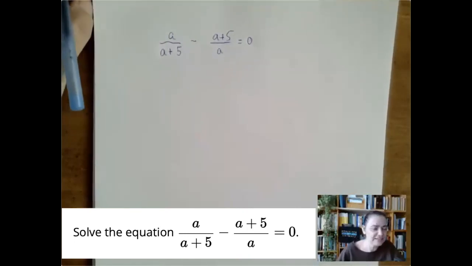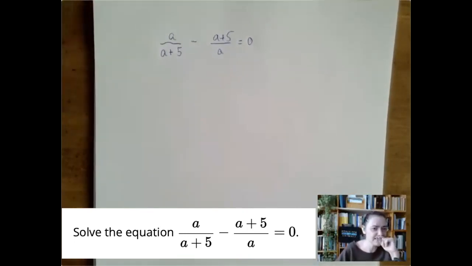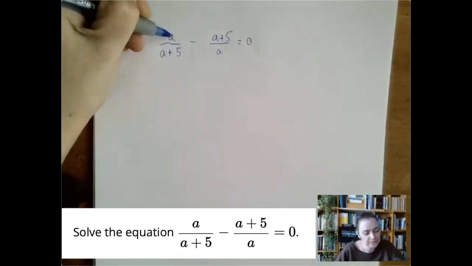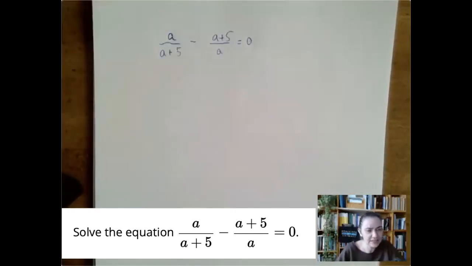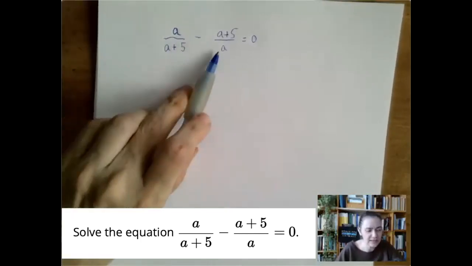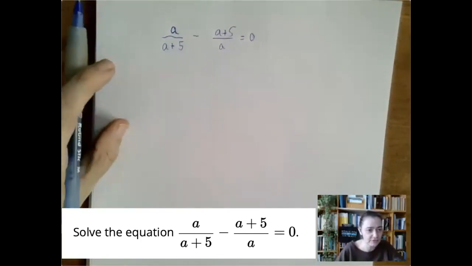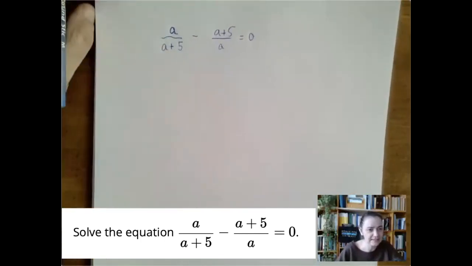So what we have here is a rational equation, but it's a strange one. First, I want to show you a shortcut because, yeah, we have a rational expression minus another rational expression, and there is a generic way to solve it. But I think it's worth noticing that these two are exact reciprocals of each other. You flip this, you get that.